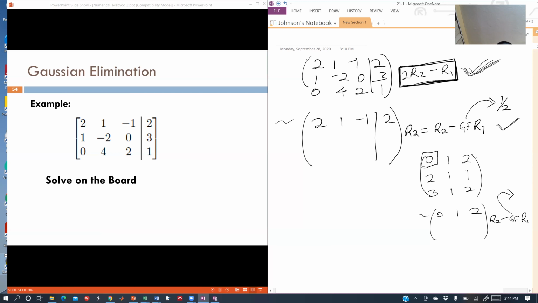And what is this Gaussian factor? I told you that the Gaussian factor is computed from the entry that must go to 0, which in this case is this particular entry, divided by the pivot. So it is going to give us 2 divided by 0. Immediately you get this, it tells you that Gaussian elimination cannot work because you cannot compute the Gaussian factor, which is 2 divided by 0. And that tells you Gaussian elimination will break.